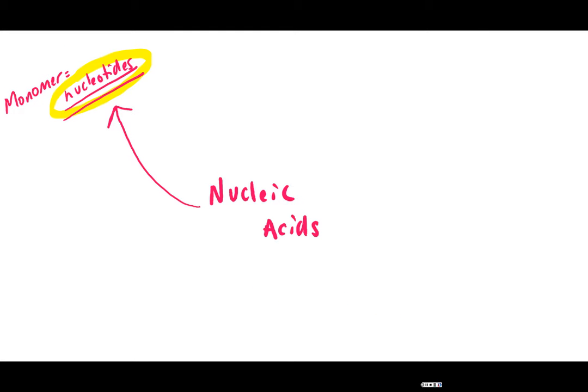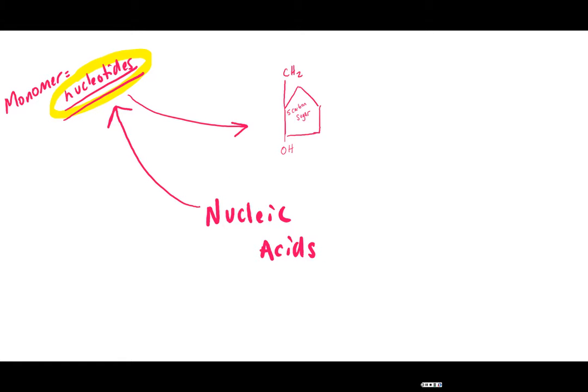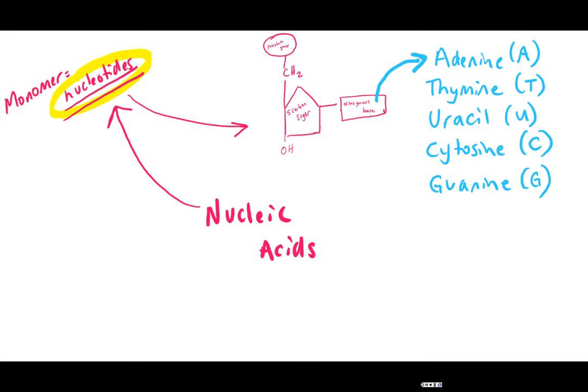Now, nucleic acids are composed of the monomer nucleotide, and nucleotides are composed of a 5-carbon sugar with a phosphate group attached and a nitrogenous base attached to that. So this is a nice little simplified drawing of a nucleotide. Now notice that you have a nitrogenous base attached to the sugar, and we have actually 5 possible nitrogenous bases.